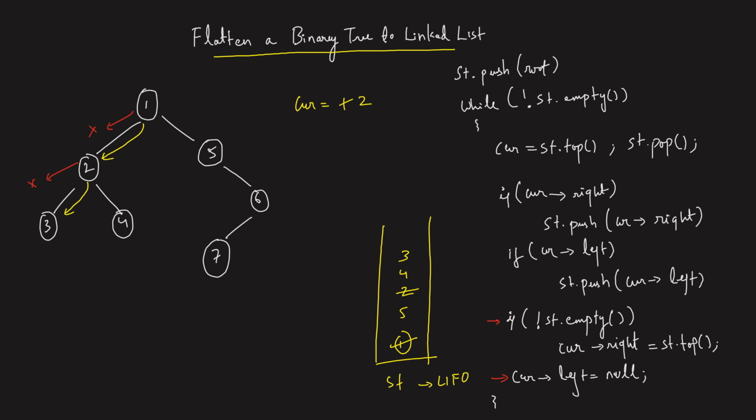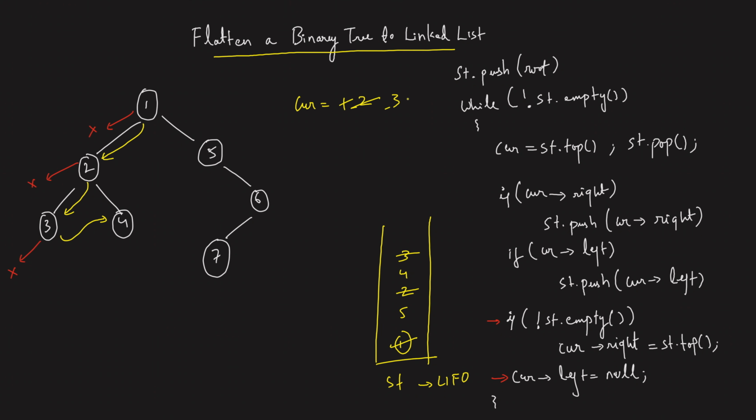So once you've done this, next you will take cur to be the next guy. That's 3. Now you're saying 3, do you have a left? No. Do you have a right? No. So we don't have anyone. So this time we do not push anything, but we see stack is not empty and stack is having 4. So this time we are saying 3's right should point to 4. Again, I'm using yellow pointers. And 3's left should point to null. Red pointers for that. Done with this.